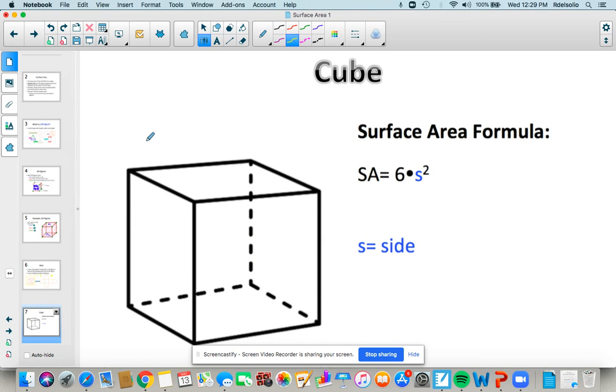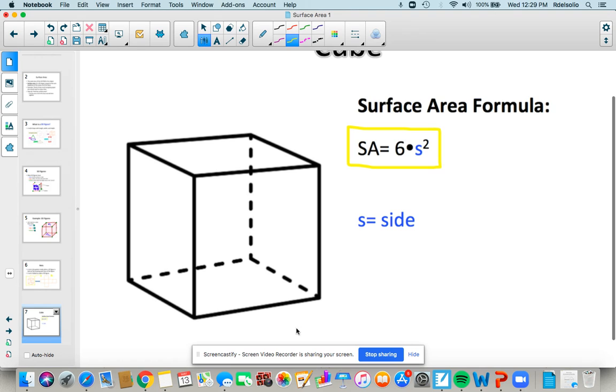Let's talk about specific formulas for surface area. So the first figure we're going to talk about is a cube. The surface area formula for a cube is surface area equals 6 times s squared. So 6 is just the number of faces on the cube. There's 6 of them, so that's never going to change. You're always going to have that 6 there because it's part of the formula. Times s. S stands for side. So whatever number is given to you for the side, you're going to square that number.